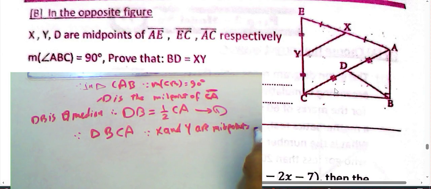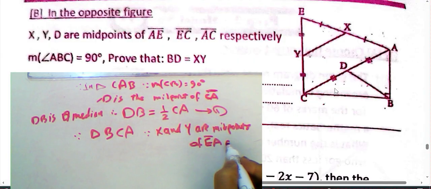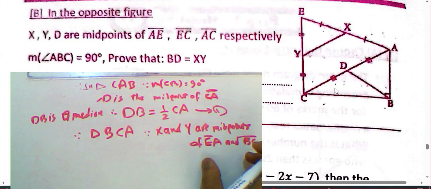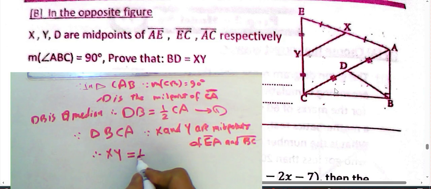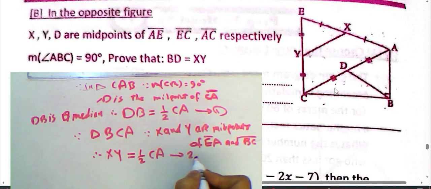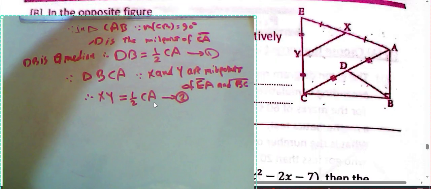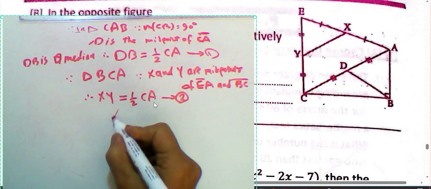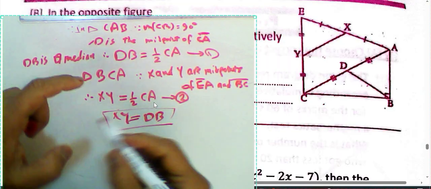are midpoints of EA and BC. Okay, the midpoints of EA and BC. Then XY will be half of CA. It's relation number 2. From relation number 1 and 2, left hand side will be equal to left hand side, because right hand side equals right hand side. Then XY equals DB.